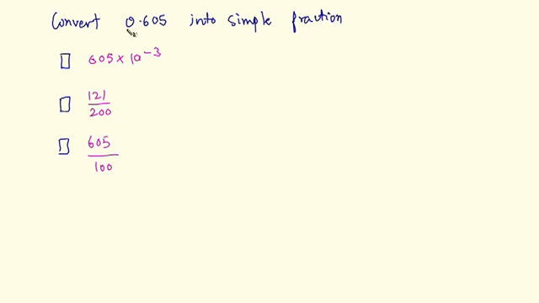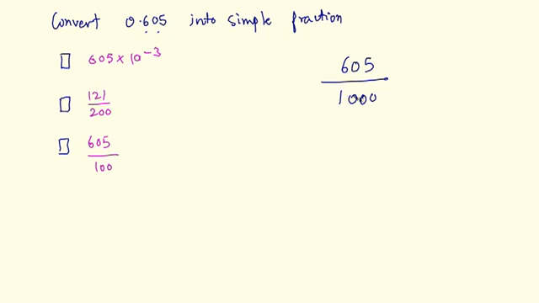How do you convert 0.605 into a simple fraction? So again, let's write this number without the decimal point. So 605 divided by 1 followed by some number of zeros. How many digits are there after the decimal point? So in this case there are again 3 digits. So 605 divided by 1 followed by 3 zeros, so divided by 1000. Now we have to reduce this to the lowest terms.